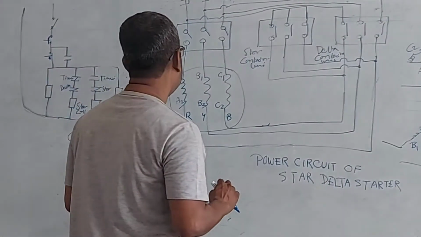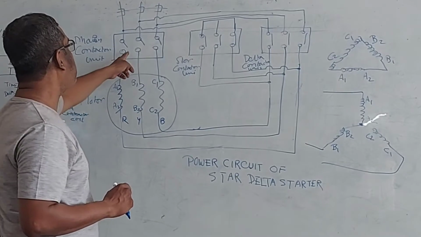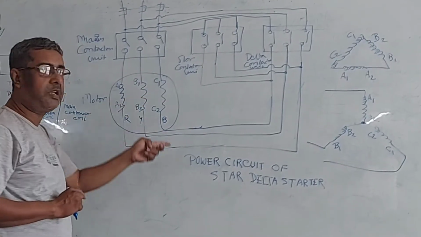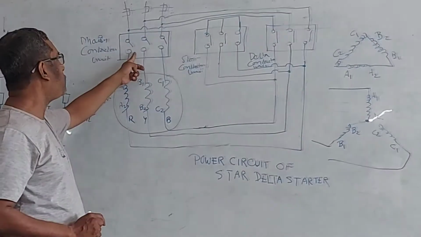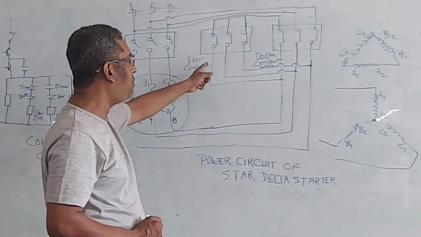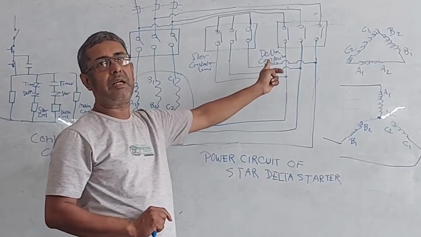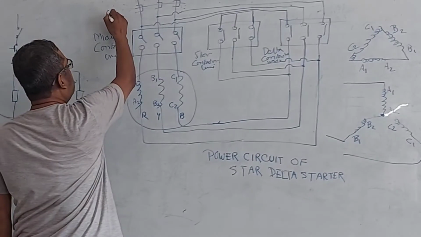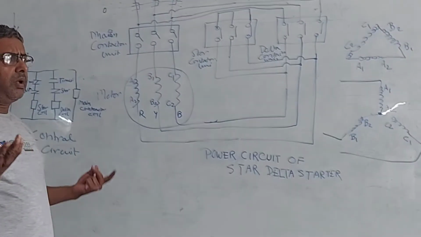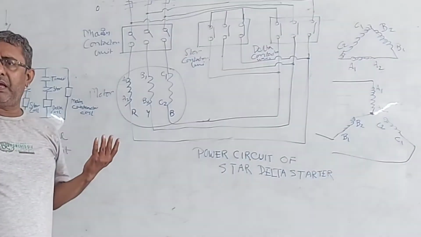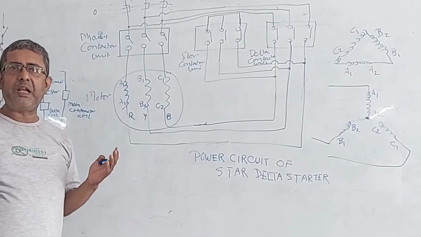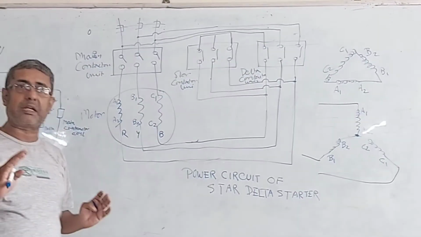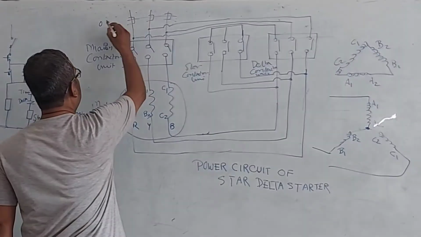Now, this is the main contact. This is the motor. It has three windings A1, A2, B1, B2 and C1, C2. And this is the main contactor unit. This is the star contactor unit, and this is the delta contactor unit. This is an overload. Overload is provided to protect the motor in case of any fault. In case of any fault, there is a high current, and the overload will trip the circuit. This is the overload.